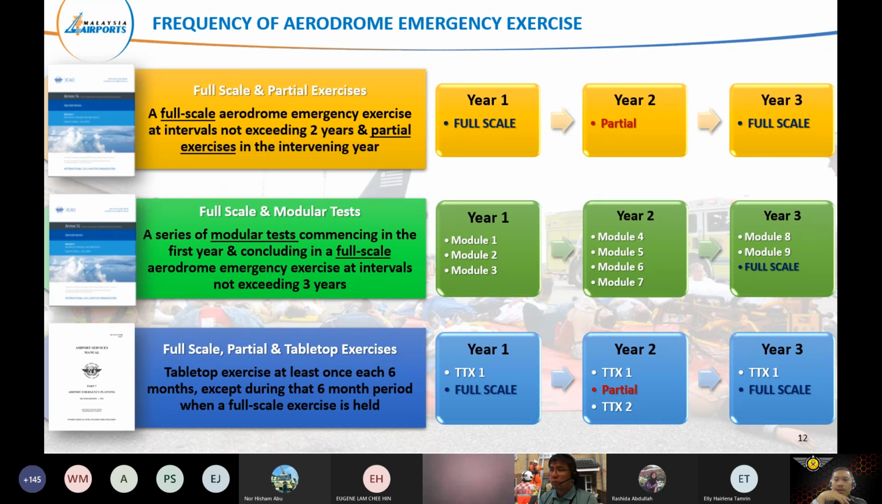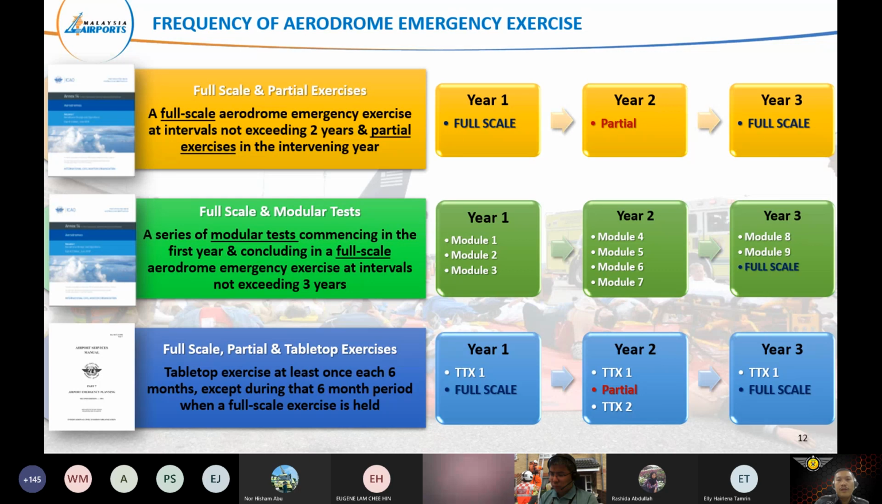And year 2, where we organize the partial exercise, we need to organize another 2 tabletop exercises. And the cycle repeats again, year 3, 4, 5, and 7. So we restart again, for example, in year 3, 1 tabletop exercise and 1 full-scale exercise. So this is an example.